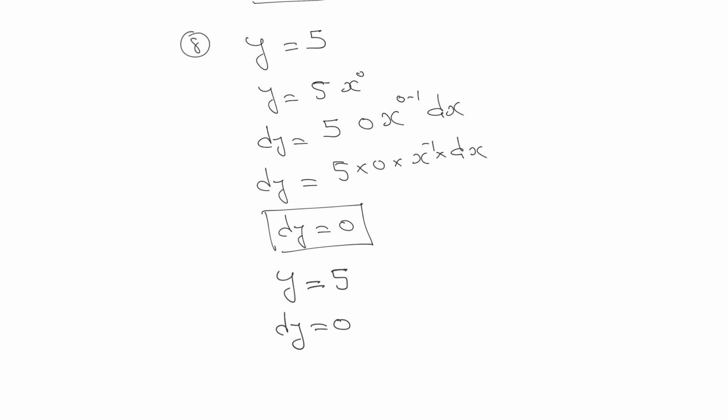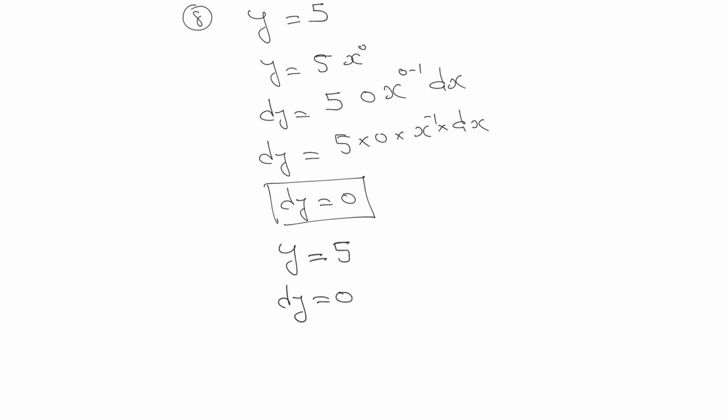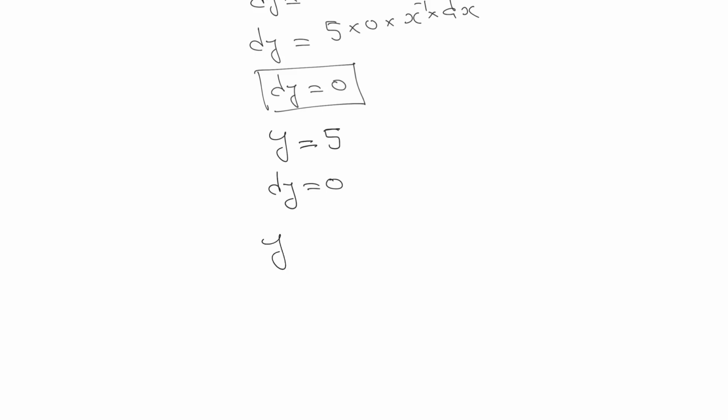So not only for y is equal to 5, but if y is equal to any constant, its differentiation, its change will be equal to 0. The meaning of constant itself is nothing but that. So if y is equal to a constant, then always the value of dy will be equal to 0, or we can say that the value of dy by dx is equal to 0.